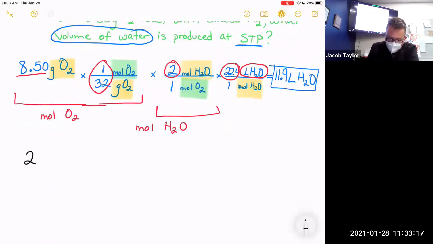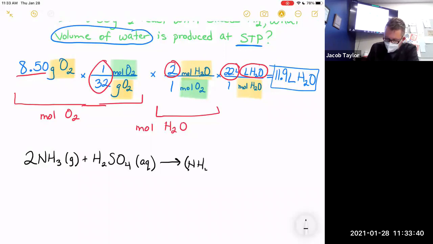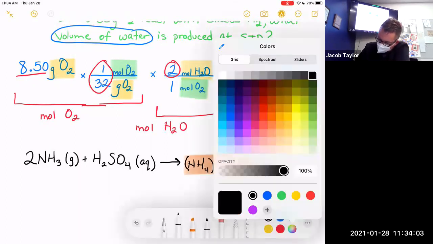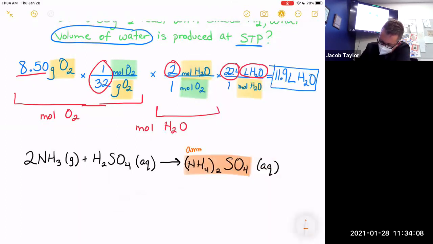Okay, let's do one more of these. This time I promise, not the water equation. Let's do an aqueous solution. We're about to get crazy, kids. We're reacting a gas in an aqueous solution to get an aqueous solution. Do you recognize this aqueous solution? It is ammonium sulfate. Very good. You are so smart. So I want to make a whole bunch of ammonium sulfate. I want to make 1500 grams of it.